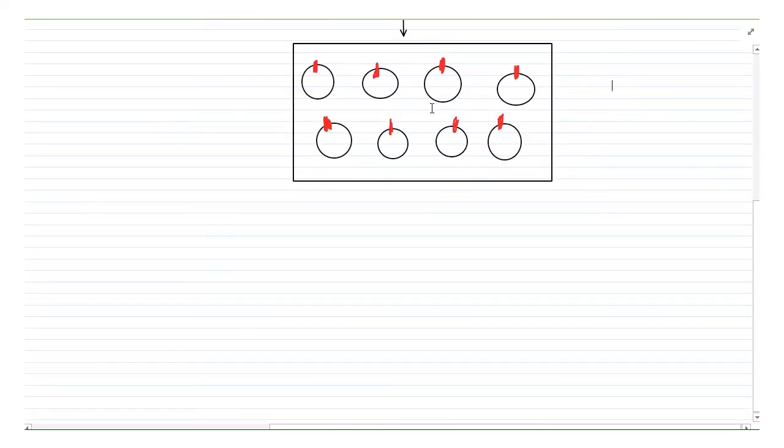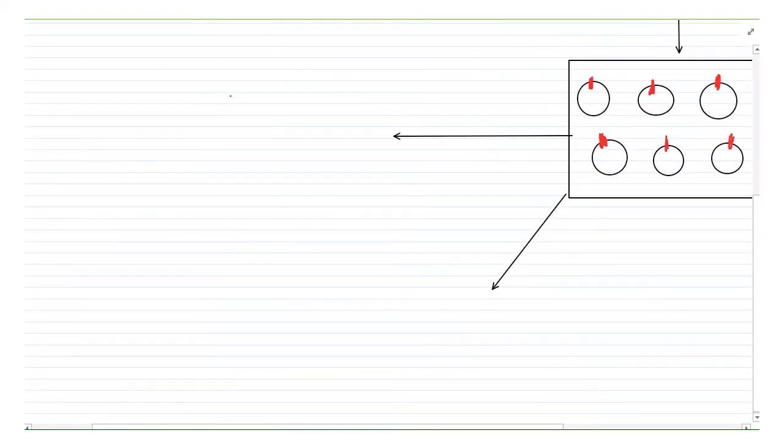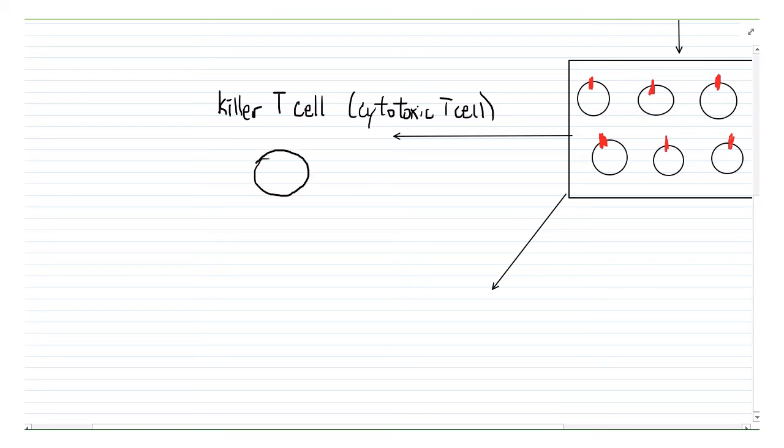So after the naive T cell clones themselves, they could differentiate, they could transform into one of four things, okay? So first of all, they could become what we call a killer T cell, okay? Killer T cell, not to be confused with the natural killer cell, okay? So this is different. This is killer T cell, which is also known as cytotoxic T cells, okay? So they are going to transform. So I'm going to draw another cell here, and they're killer T cells. I'm going to give this T cell a little weapon here, okay?